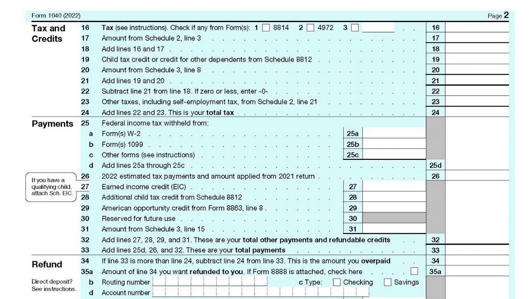A deduction lowers your taxable income. A credit reduces dollar for dollar your tax. So you'd rather have a credit than a deduction. The most common credit being the child tax credit if you have minors. But line 24, that's your tax bill. That's not necessarily what you'll pay out of pocket when you file. That's the tax that you owe for that calendar year. The next section shows all of your tax payments that you made throughout the year.